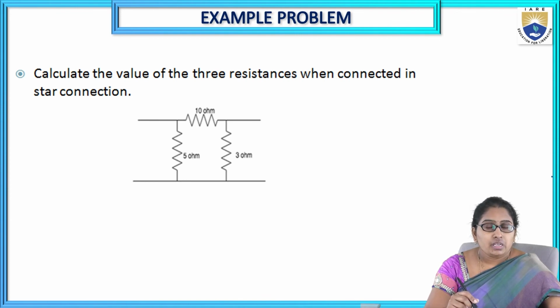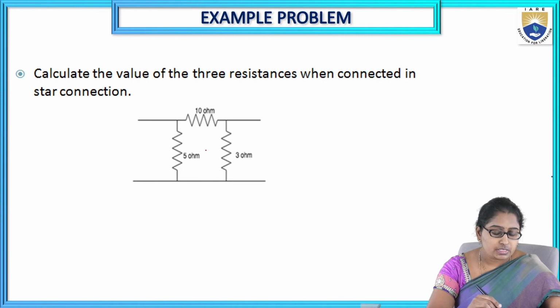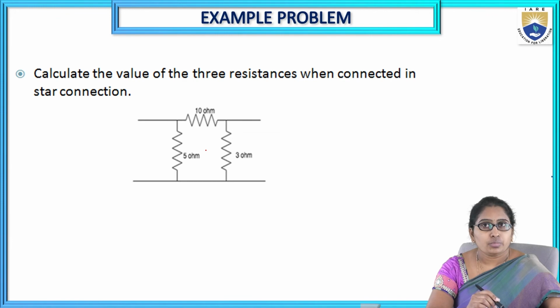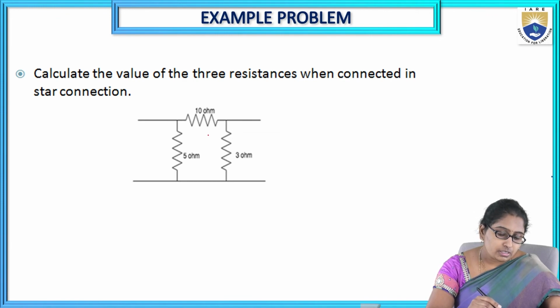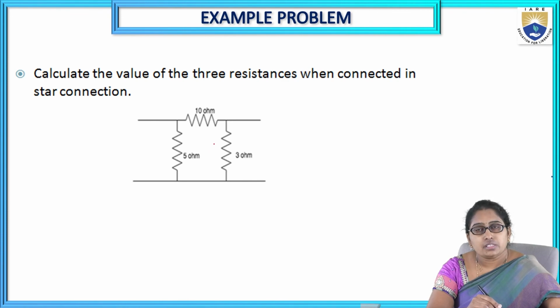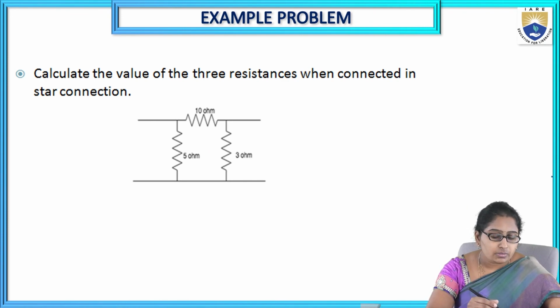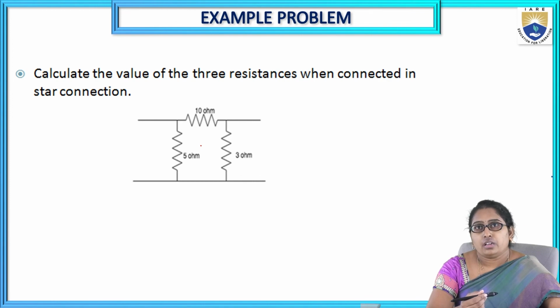The problem is to calculate the value of the three resistances when connected in star. The given circuit is shown here in the problem. Here we have to understand that this is a pi network. Pi network means it is a delta, right? So first, from the given question we have to understand that.